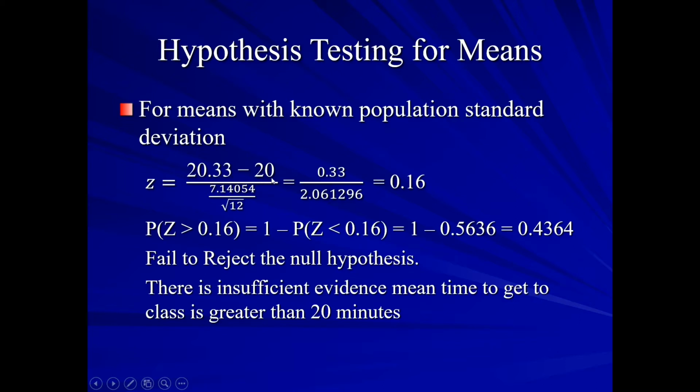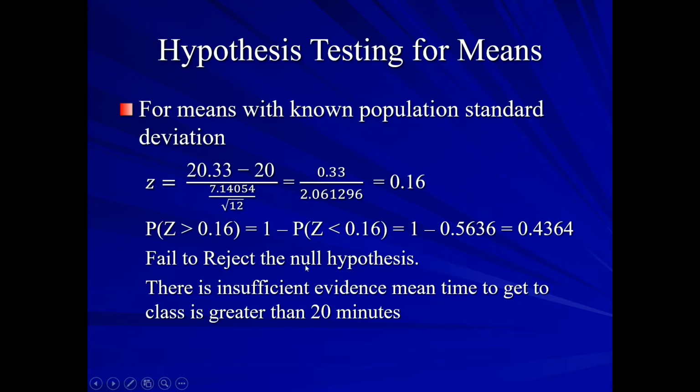We know that we have a sample mean of 20.33. We know the value in our null hypothesis was 20. We know our known standard deviation value is 7.14054. We know our sample size is 12. And that gives us a z value of 0.16. Recall we're doing a greater than test, so we're looking in the upper tail. We want the probability z is greater than 0.16. That is 1 minus the probability z is less than 0.16, and the probability z is less than 0.16 is 0.5636. So 1 minus that gives us a p-value of 0.4364.